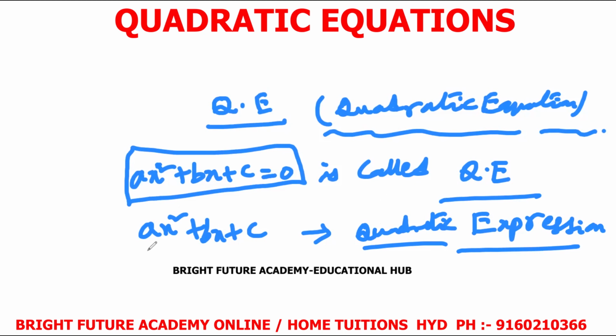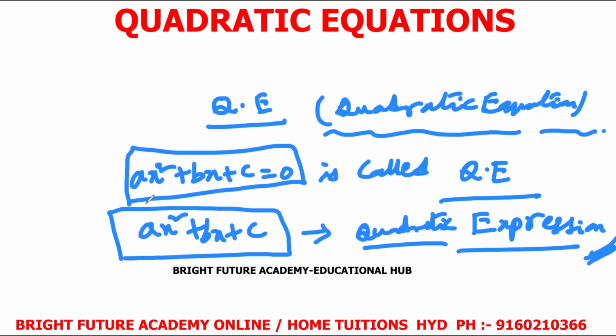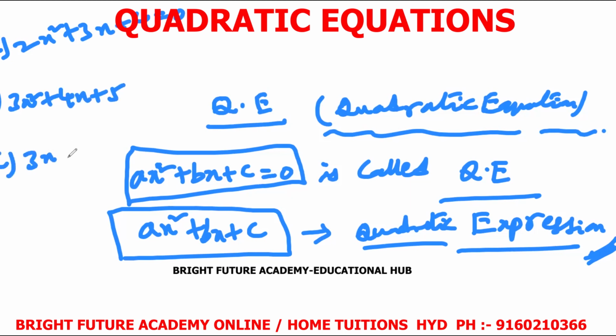Whenever we write ax square plus bx plus c without 0, that is called a quadratic expression. In this area, we will get such kinds of questions in examination: among the given options, find the quadratic expression. Here I am writing 2x square plus 3x plus 4 equal to 0, 3x square plus 4x plus 5, and 3x square plus 4x plus 5 equal to 0, then x square plus 3x plus 4 equal to 0, which represents a quadratic expression.